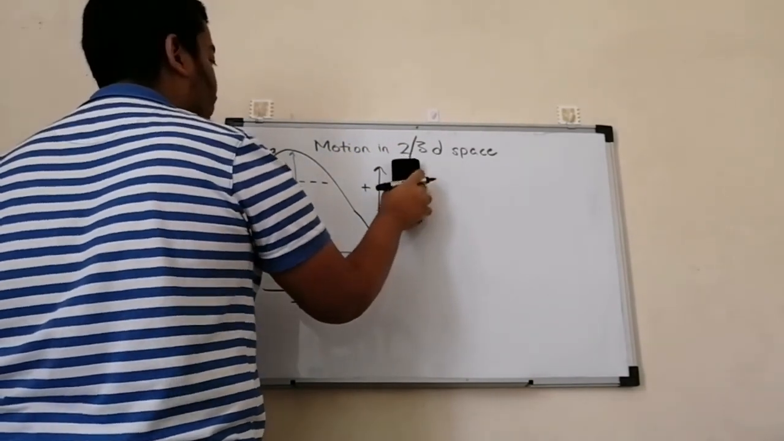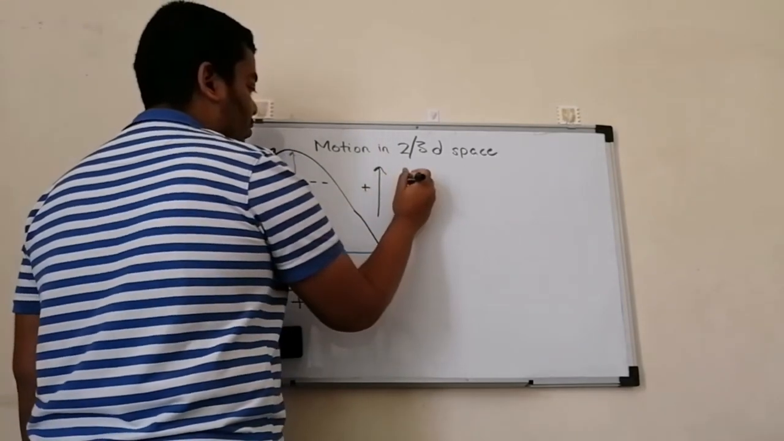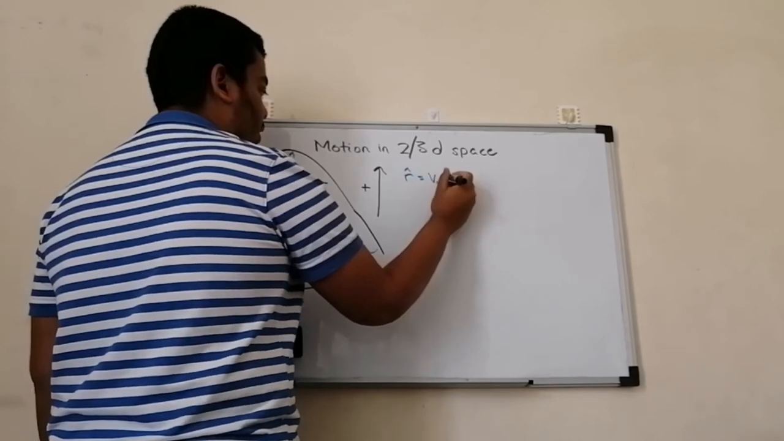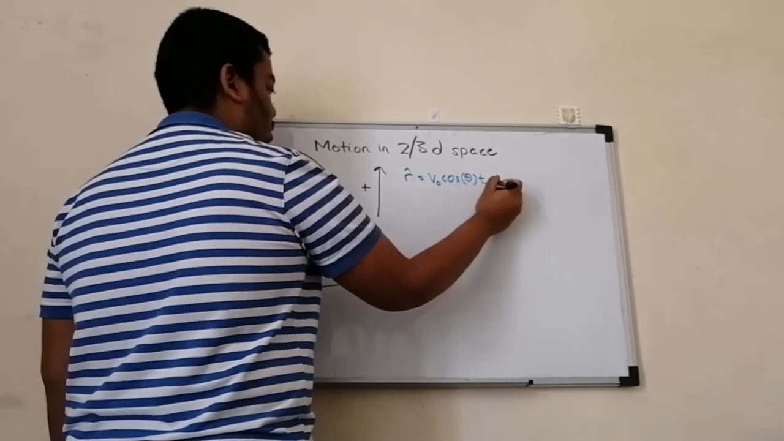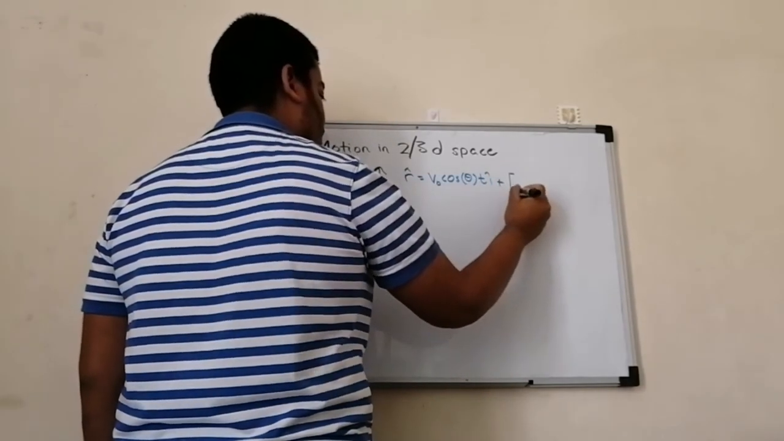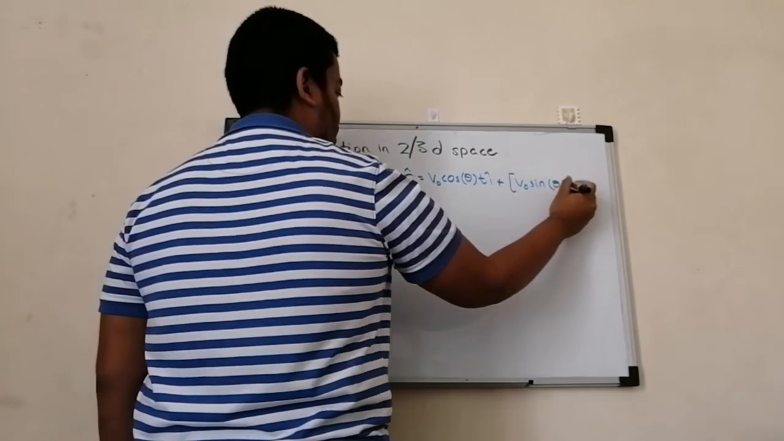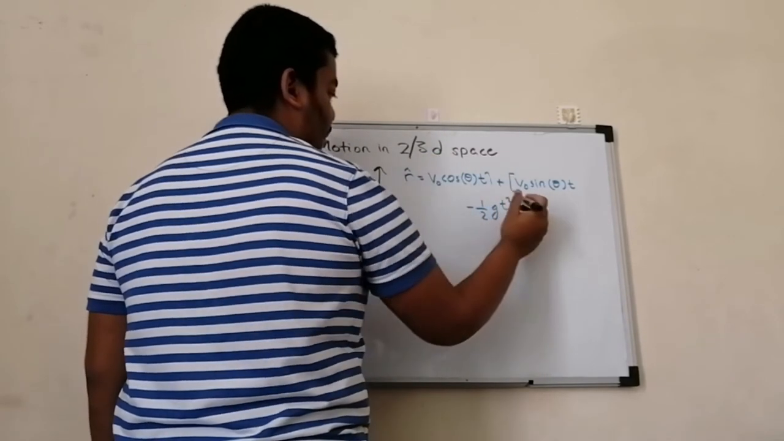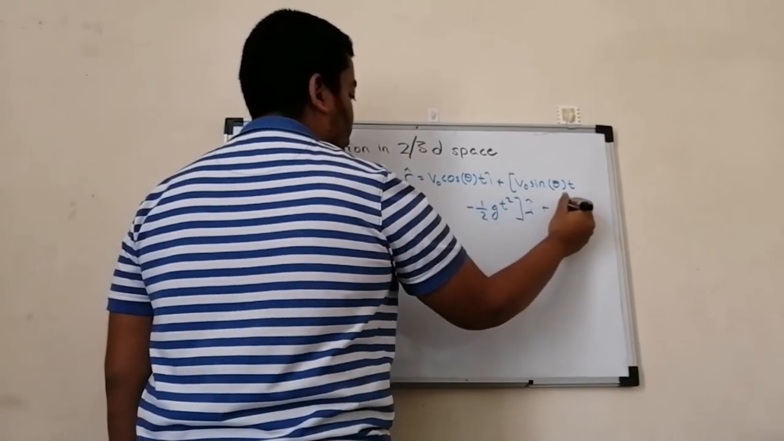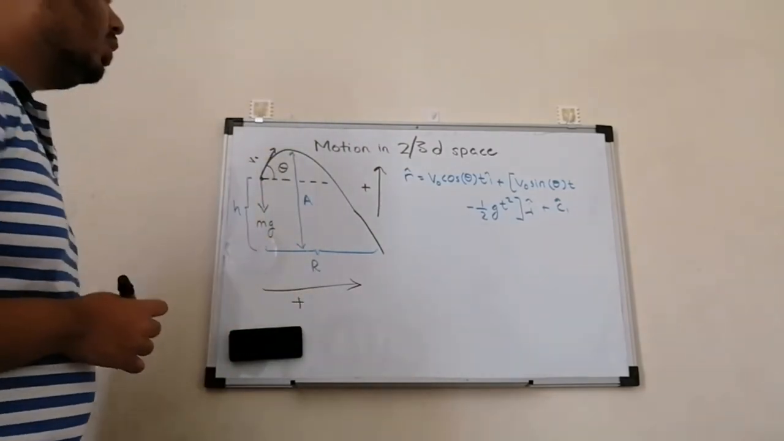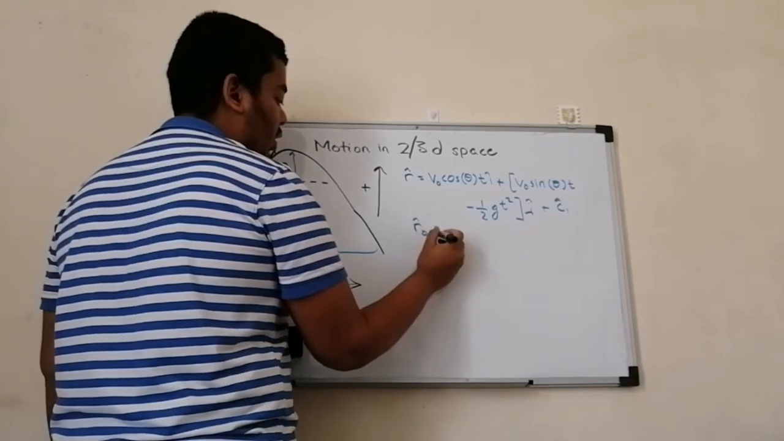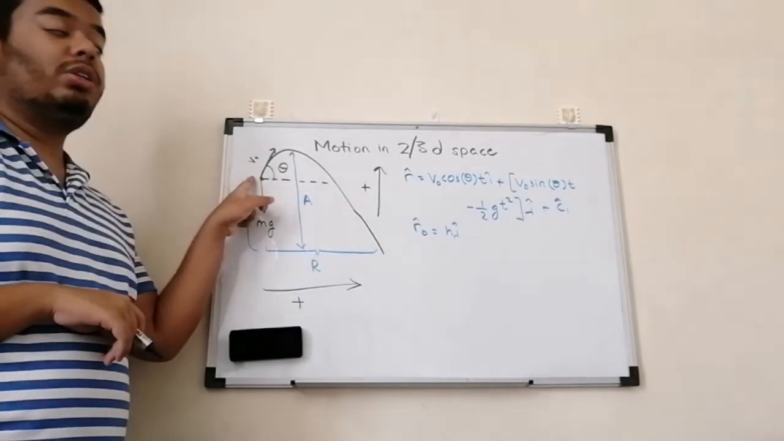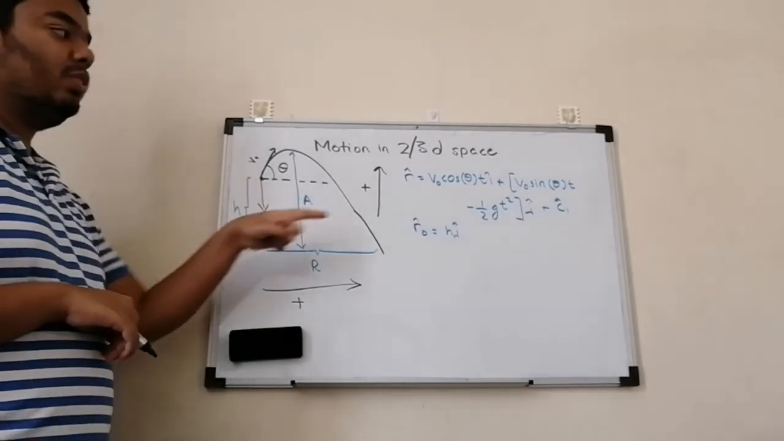So let's write this down. The position vector r of the particle in the projectile is given by v naught cos theta into t in the I component plus v naught sine theta into t minus 1 upon 2 gt square in the j component plus a constant vector that we do not know. Now we all know that in the starting, when t was 0, the position vector r naught is actually equal to hj. If you remember why hj, because starting in the horizontal direction it was at 0 and the vertical position was actually h, so it is hj.